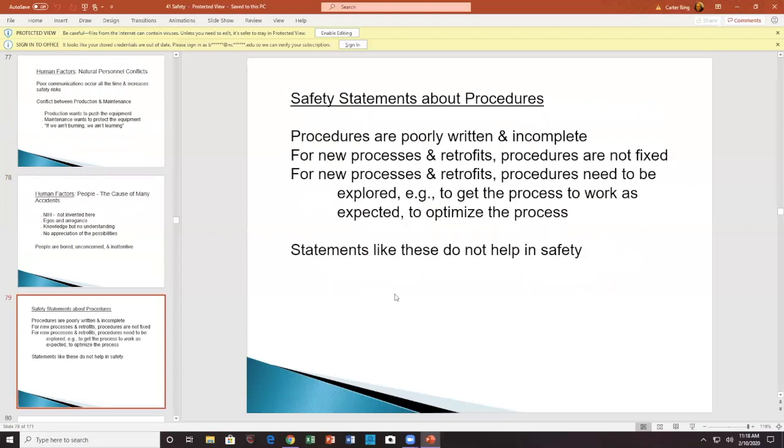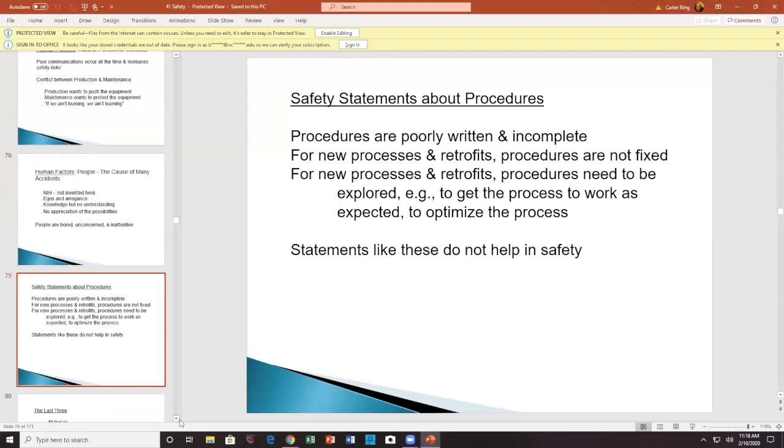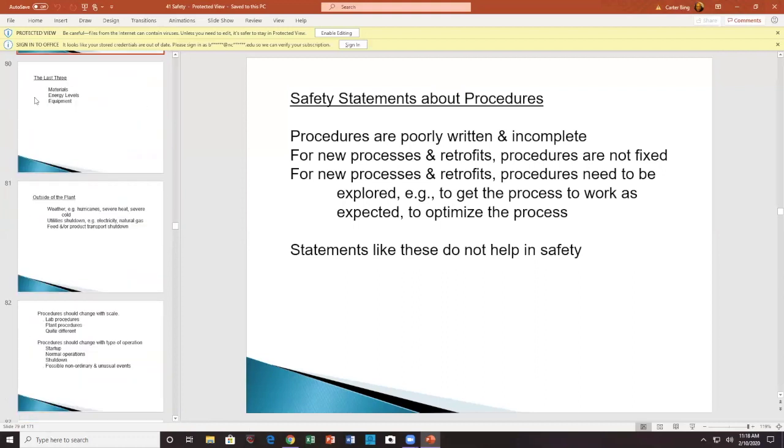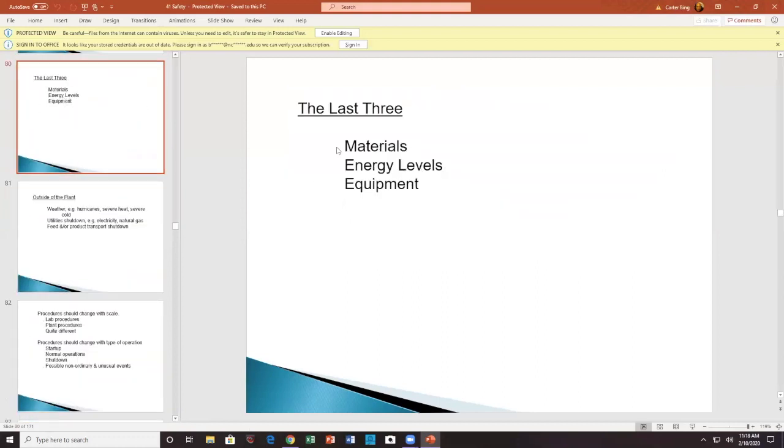Procedures are poorly written and incomplete. You can bet on that. New processes and retrofits, procedures are not fixed. For new processes, procedures need to be explored to get the process to work as expected, optimized. Statements like these do not help in safety. Okay, the last three areas where you might look for problems or safety accidents are the materials, the energy level, and the equipment.